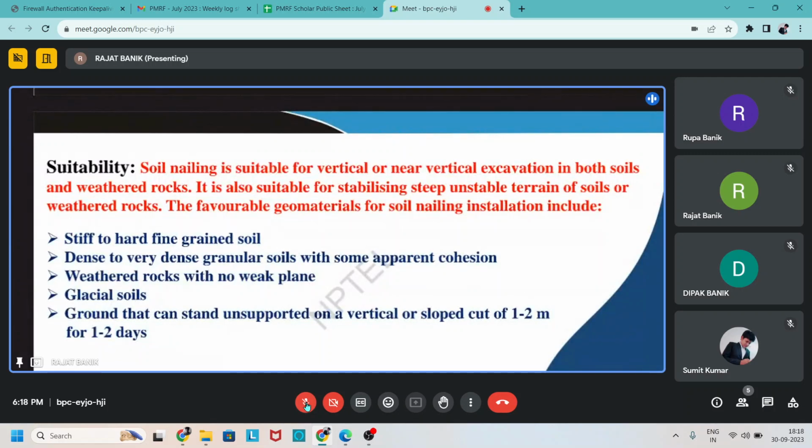Glacial soil is mostly available in mountain regions where most of the mountain is covered with ice, and this soil is mostly called glacial soil. It is also used when the ground can stand unsupported on a vertical or slope cut of 1 to 2 meters for 1 to 2 days. So these are the geomaterials where soil nailing is mostly used.